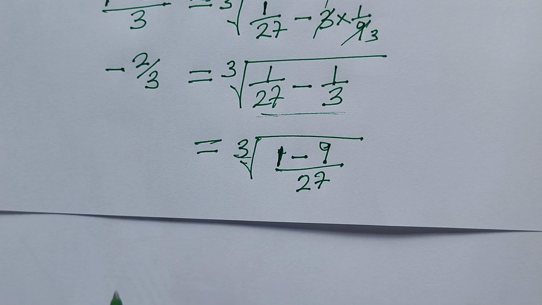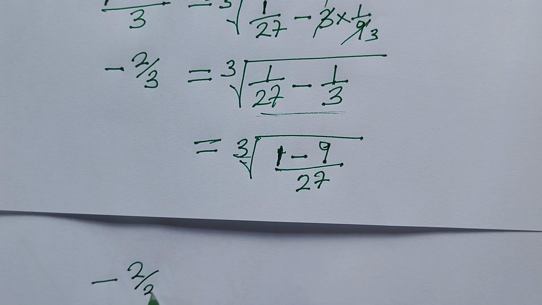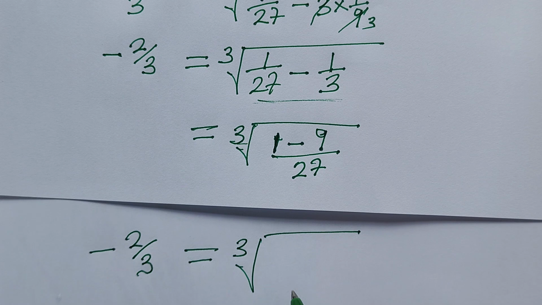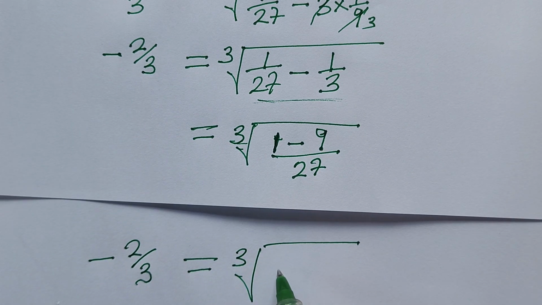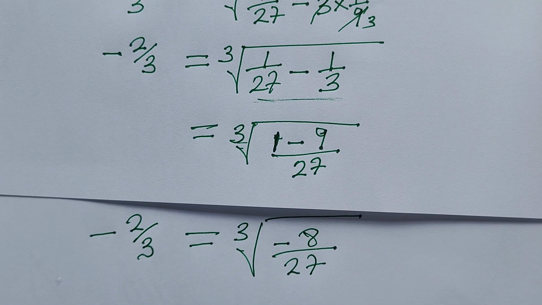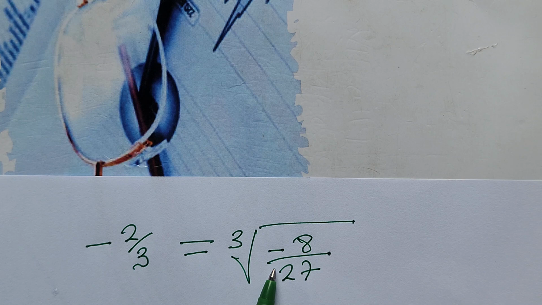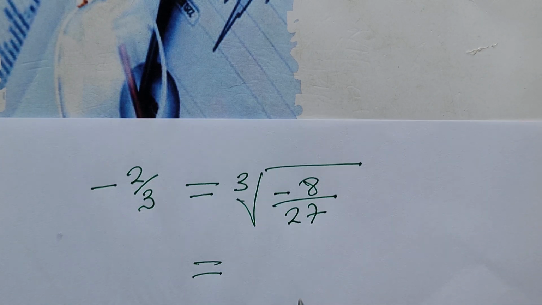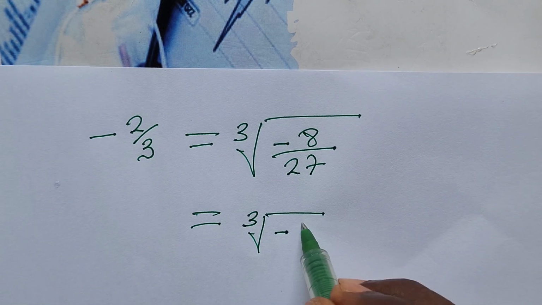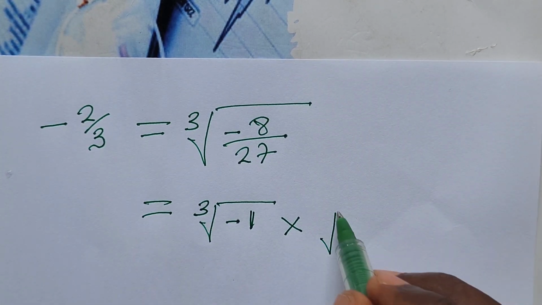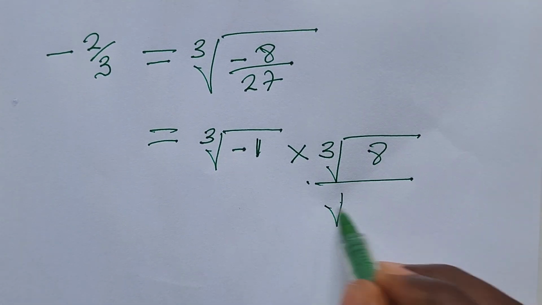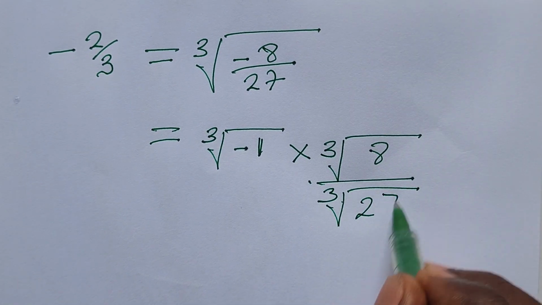Okay, so let's continue from here. Let's bring down our expression here. So we have minus 2 over 3. This is equal to the cube root of, now if we subtract this from this, it is going to give us minus 8 over 27. All right, good. Now we can rewrite this expression we have in here. This could be written as the cube root of minus 1 times the cube root of 8, all over the cube root of 27.